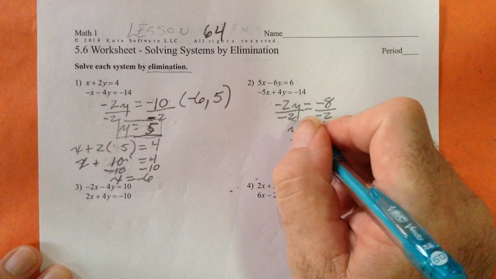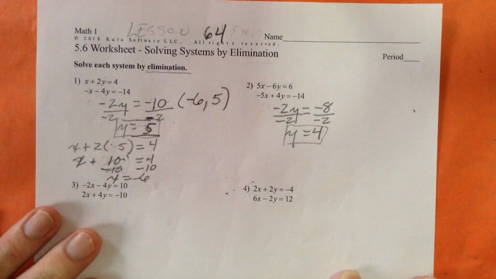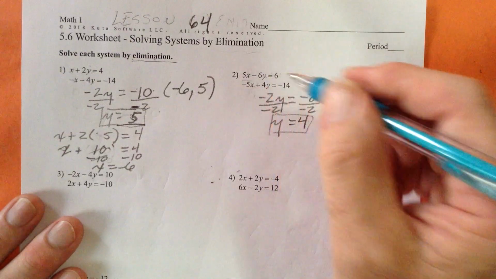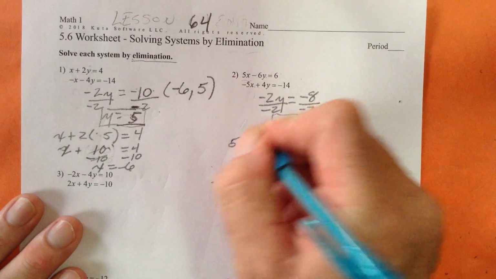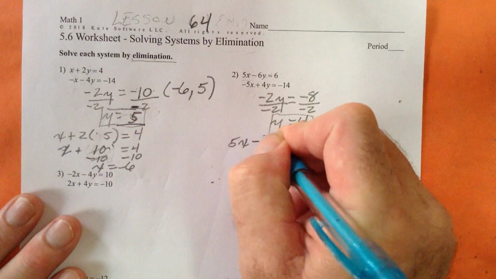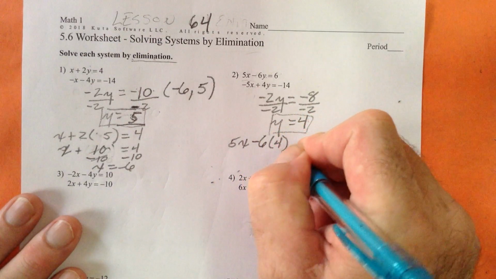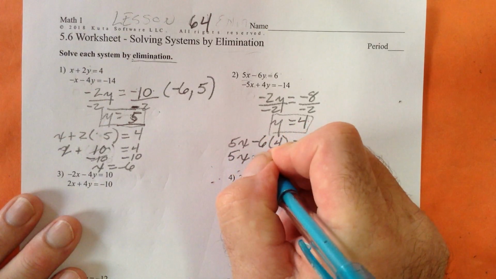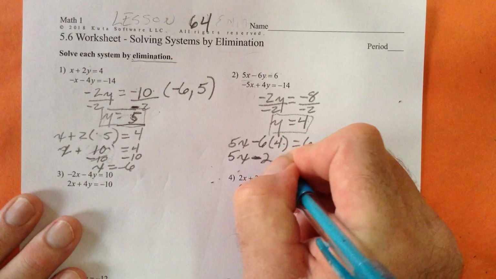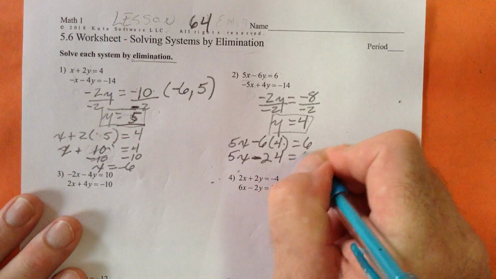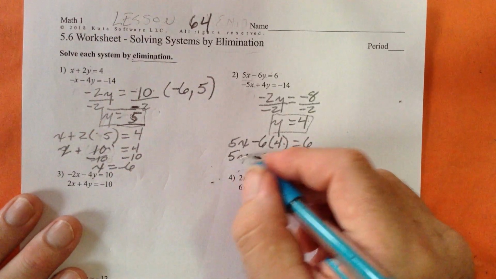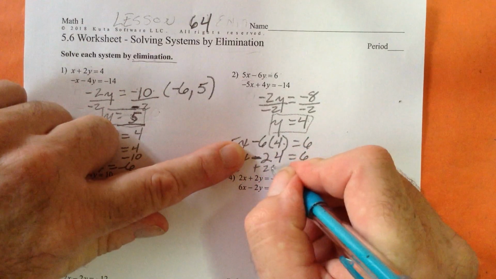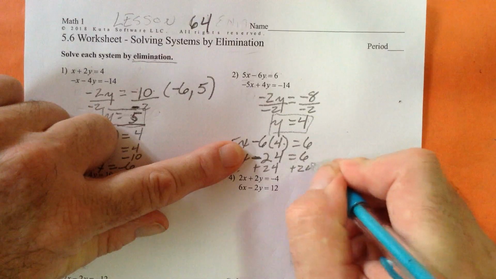So now that I know y is 4, I could substitute in that y into either one of these problems to find the x. So here I'm going to use the first one, 5x minus 6 times 4 equals 6. So 5x minus 6 times 4 is 24 equals 6. So now I got to isolate the x. So negative 24 is a positive 24, positive 24.